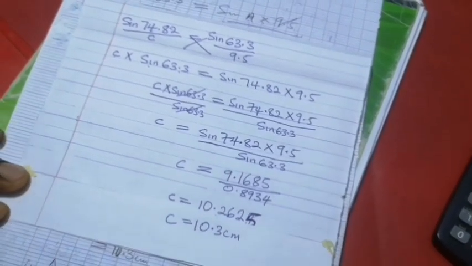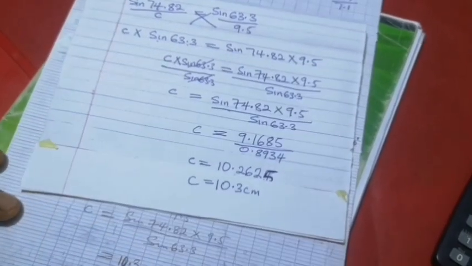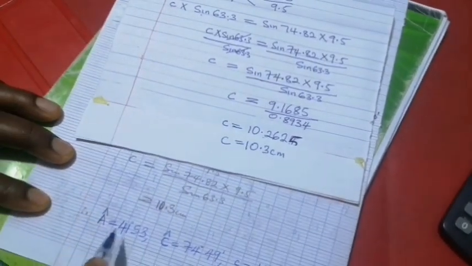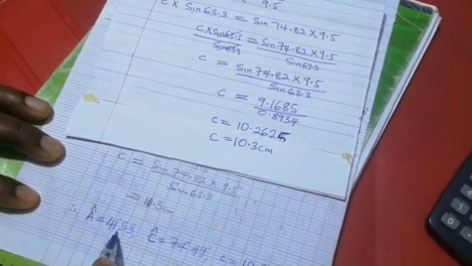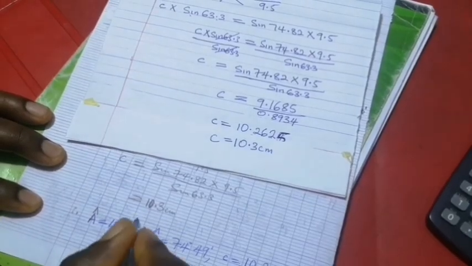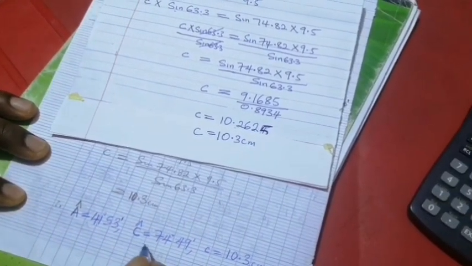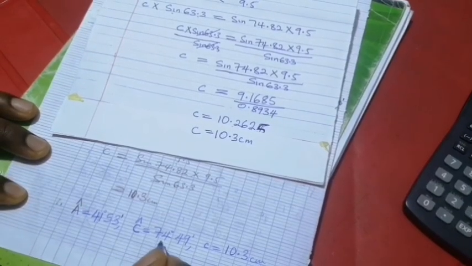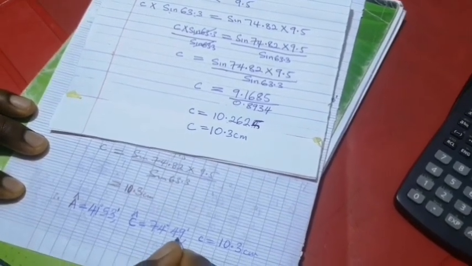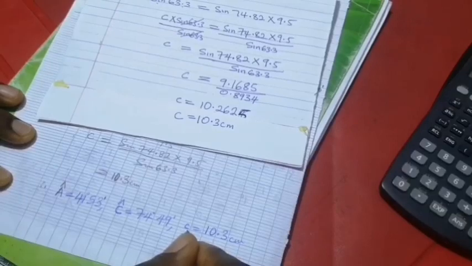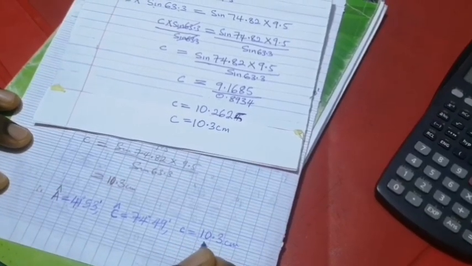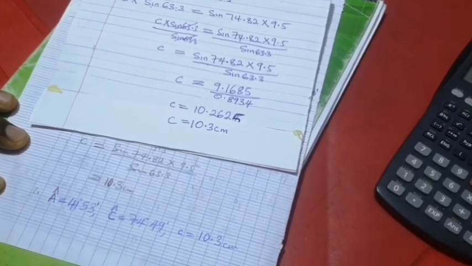Okay, so finally the angle at A is equal to 41 degrees 53 minutes. Then angle at C is equal to 74 degrees 49 minutes, and side C is equal to 10.3 cm. Okay, thank you.